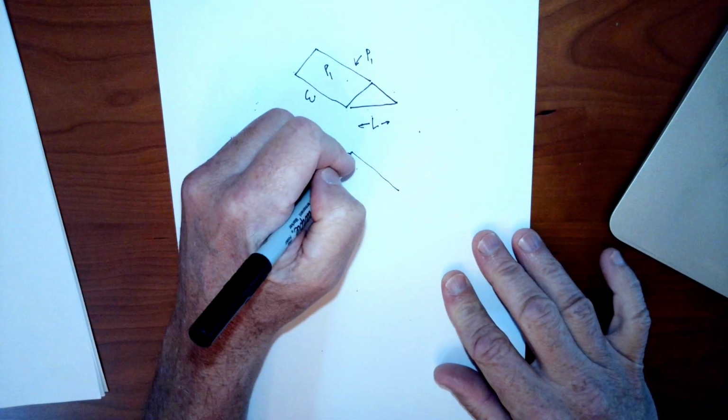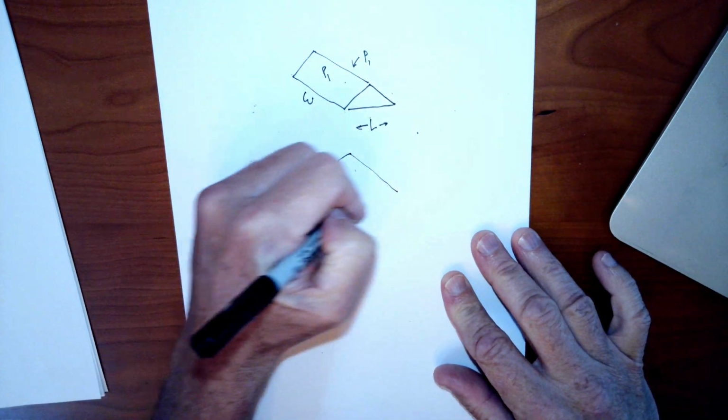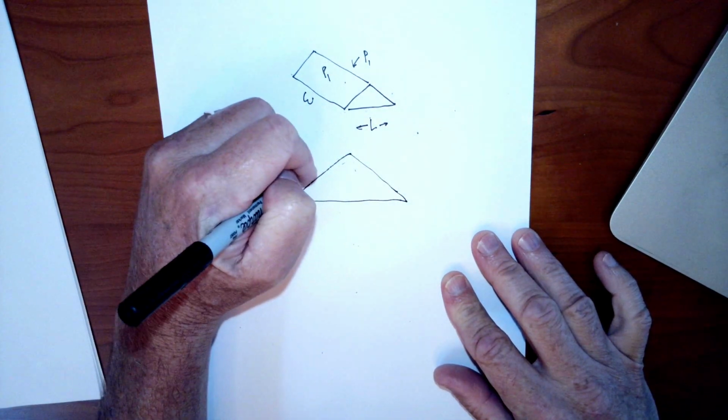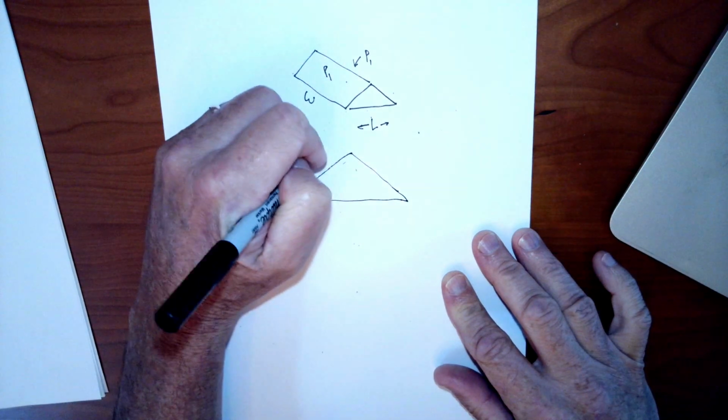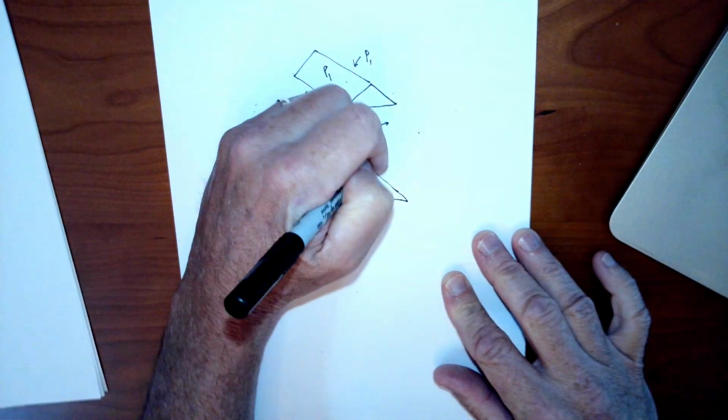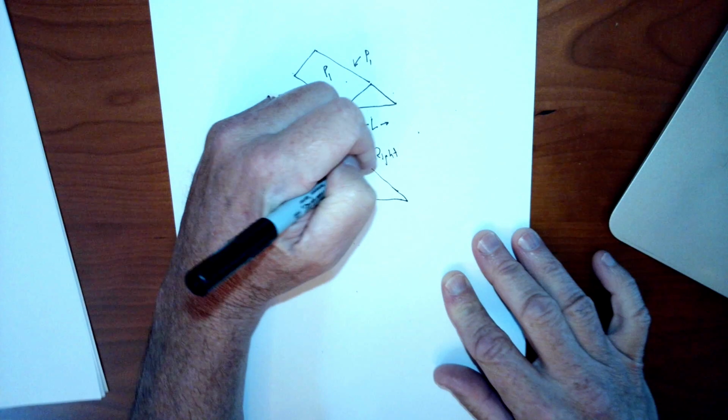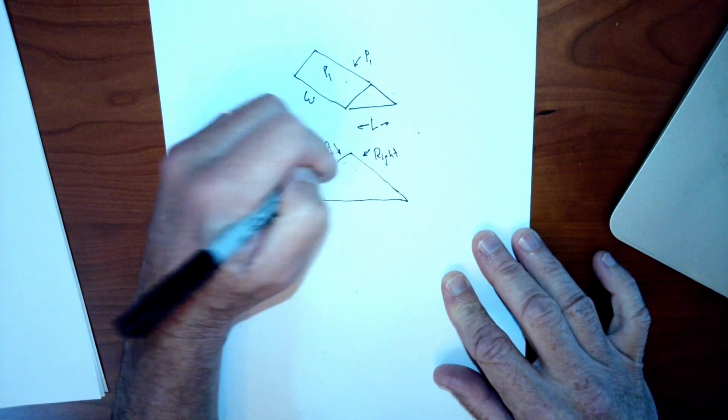So I'm going to draw it a little bigger here so we can see it better, and I'm going to name them. I'm going to name this side the left side. So this is going to be left, and this is going to be right. I picked those names because they're on the left and the right, in case you were wondering.